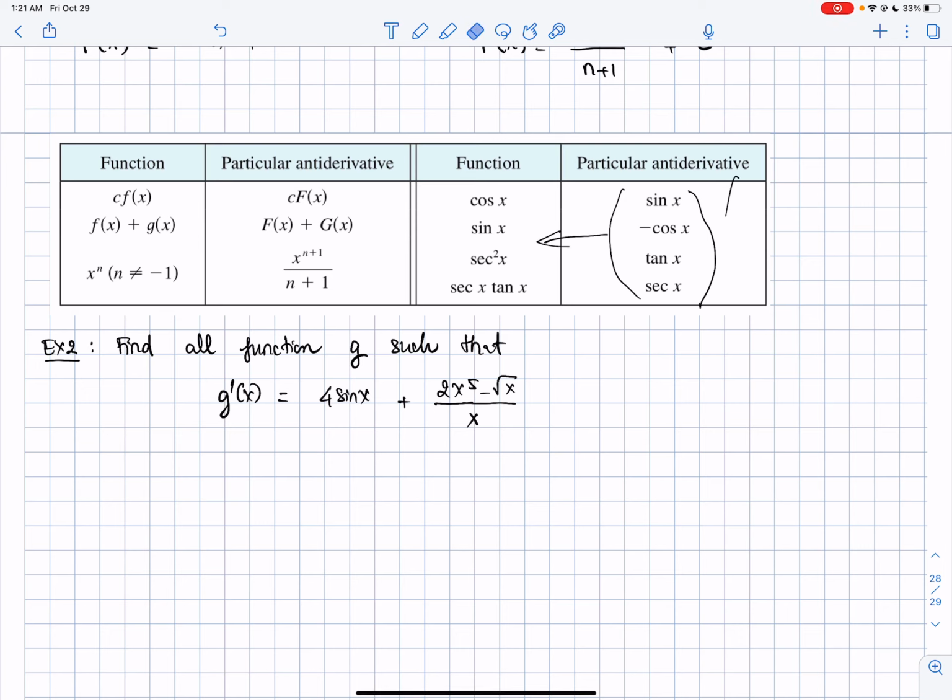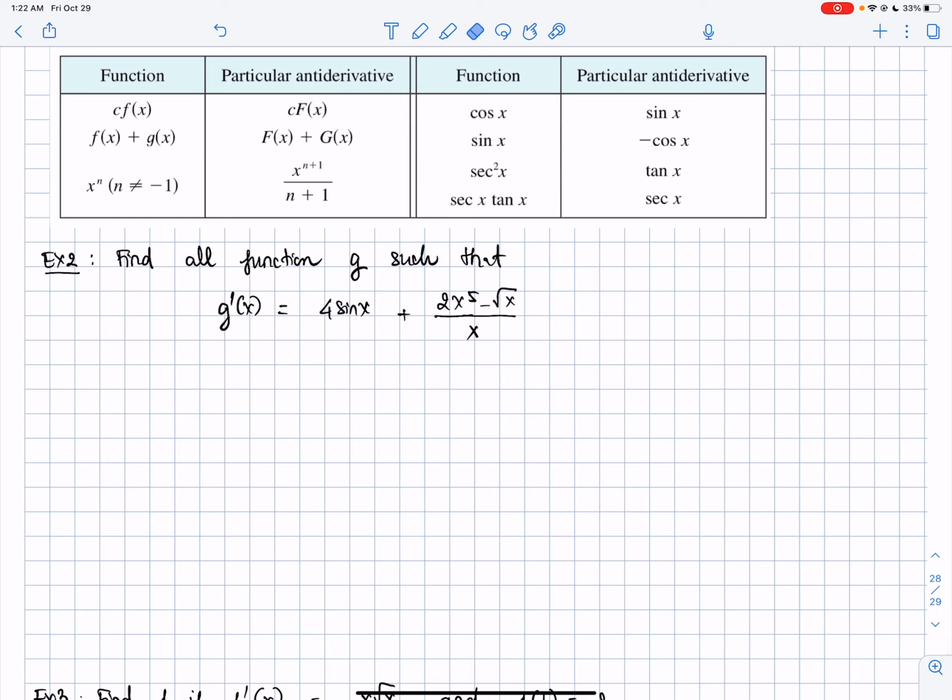So we will just use the table and apply it to example number 2 and number 3 below, and more problems where we have to find the antiderivative. If the derivative function g prime of x is 4 sine of x plus 2 x to the 5th minus square root of x, all divided by x, our job is to find the function g.